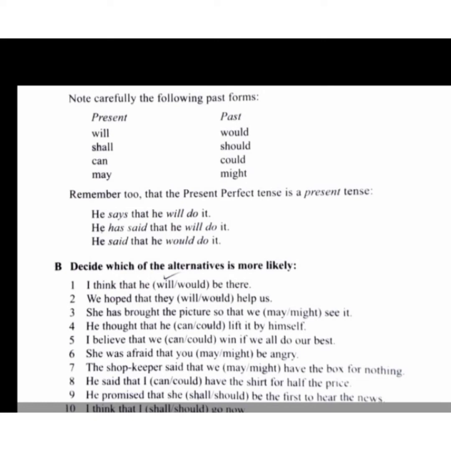Okay, so let us start doing exercise B. Decide which of the alternatives is more likely. First one, I think that he will or would be there. Here the principal clause is in present tense.